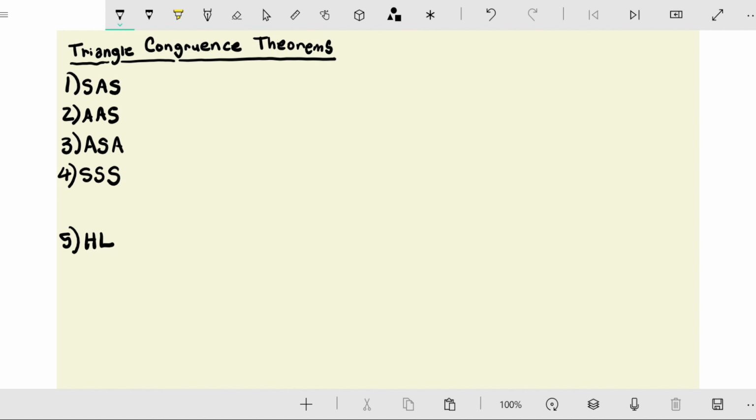So first off, let's talk about SAS. So let's just say that we have a triangle, actually 2 triangles, and we're trying to prove if they're congruent or not. So we can use SAS to prove these 2 triangles if two of the sides of the 2 triangles correspond to each other in one angle. So let's put this on here.